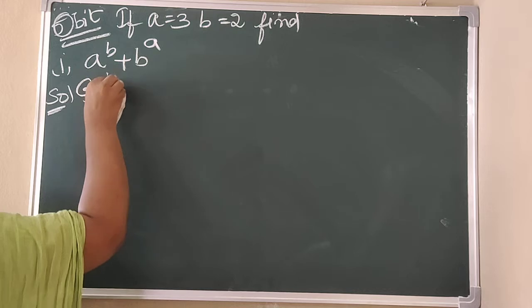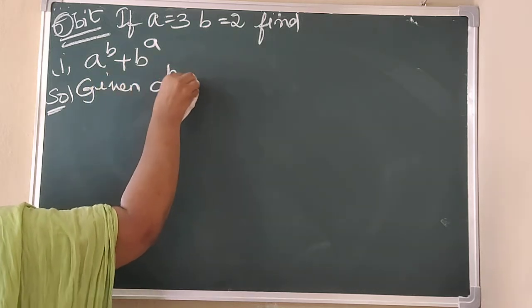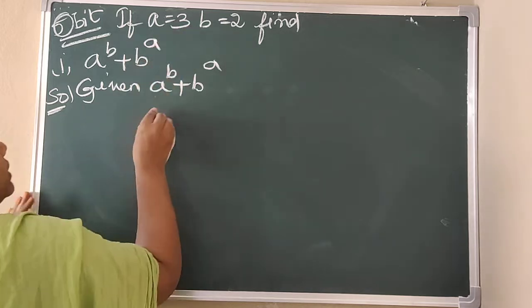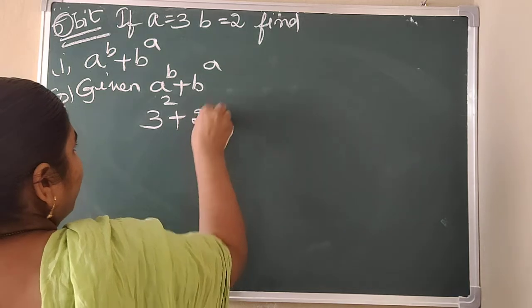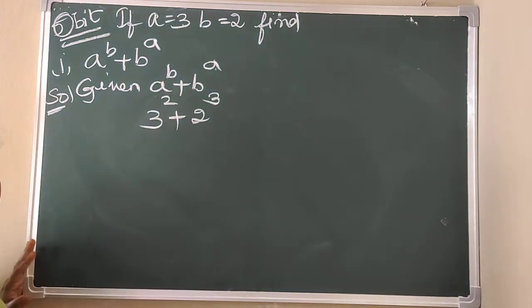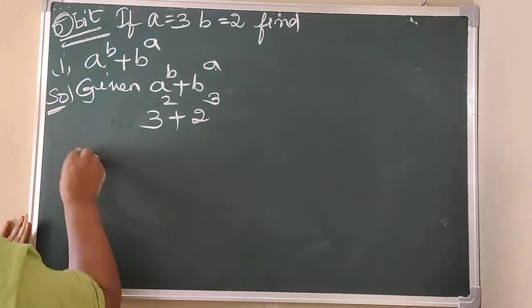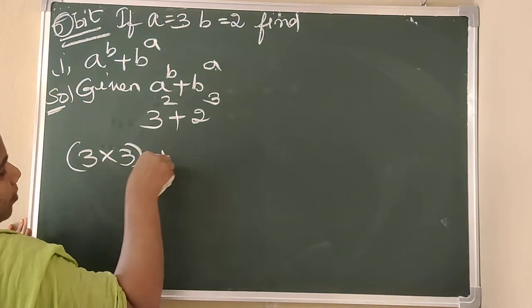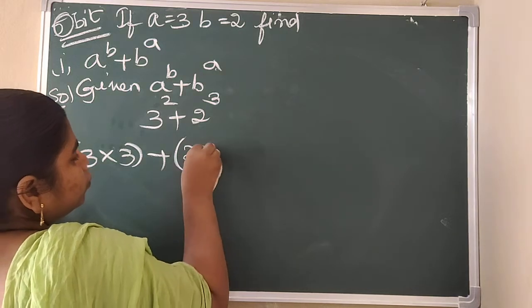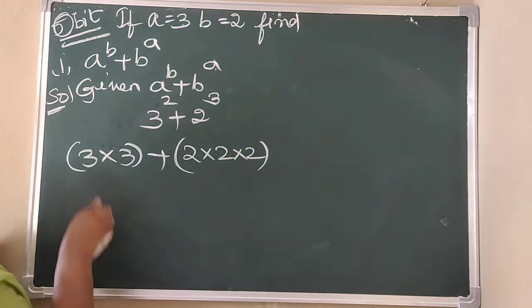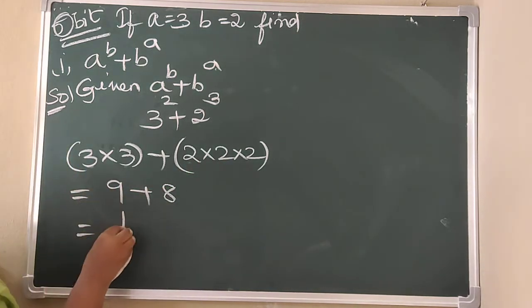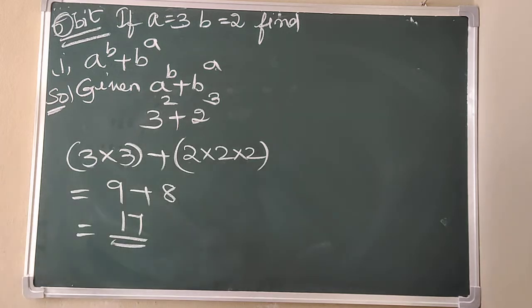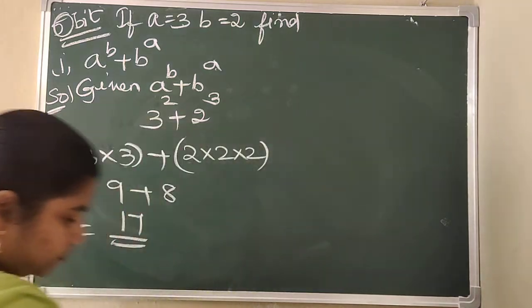So given A power B plus B power A, A value is 3, B value is 2, plus B value is 2 and A value is 3. So now 3 we have to multiply 2 times. 3 into 3 plus 2 we have to multiply 3 times. That is 2 into 2 into 2. So 3 3s is 9 plus 2 2s are 4, 4 2s are 8. So it will be how much? It will be equal to 17. That is A power B plus B power A is equal to 17.